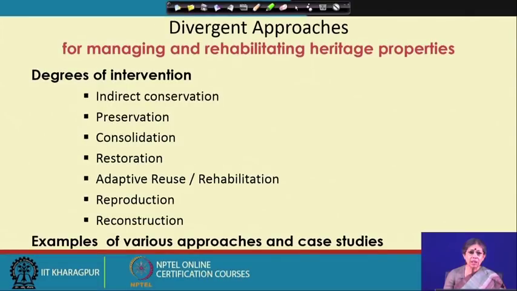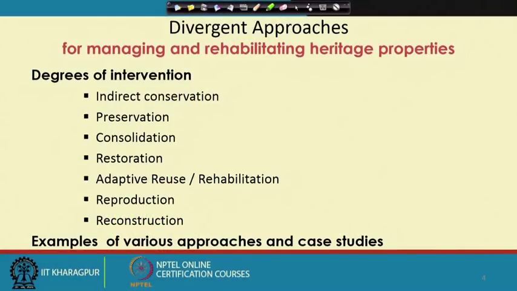As I already mentioned, when we talk about heritage conservation or preservation, there are so many terms coming: restoration, preservation, I've already mentioned that. But what it means is that these are different sides of the same coin. They are not very different, but they are talking about different approaches. And there is no hard and fast rule about what approach should be taken. There are certain guidelines, there are certain objectives, and depending on the purpose, depending on the context, what approach or path should be taken in a particular situation may vary.